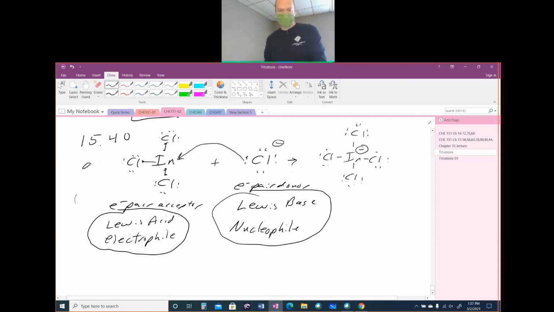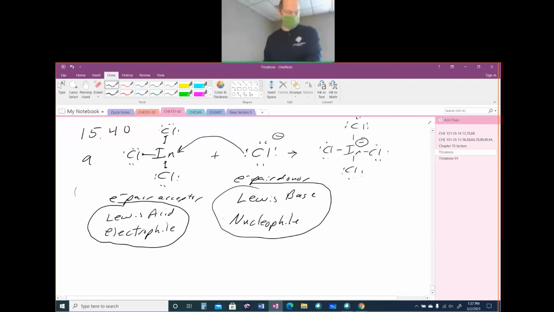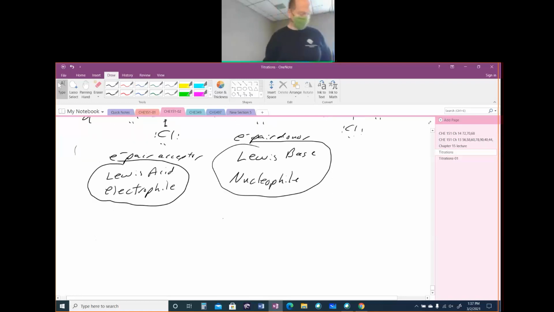Part B is exactly the same as part A. They could have changed it up a little bit, but it's exactly the same. BBr3. So again, B has 3 valence electrons. Bromine has 7. So your B with your Br3 looks exactly the same. The bromine brought in its 7. Your boron brought in its 3.